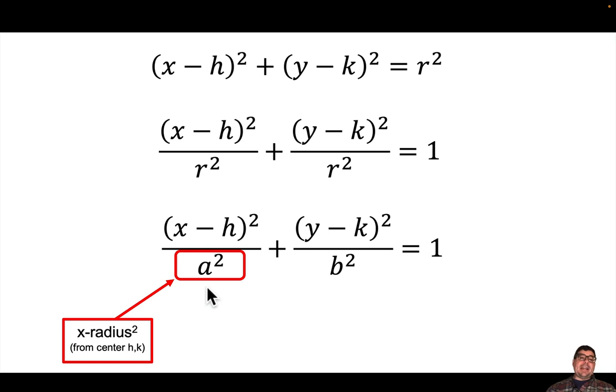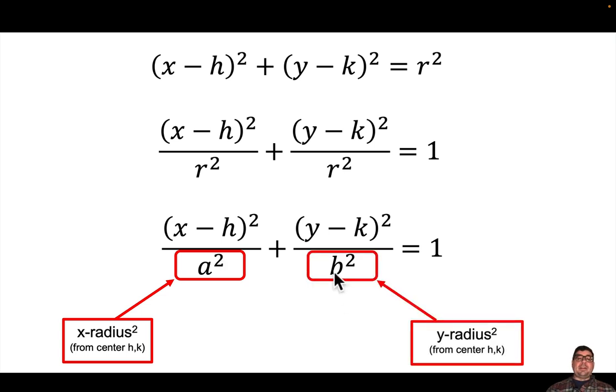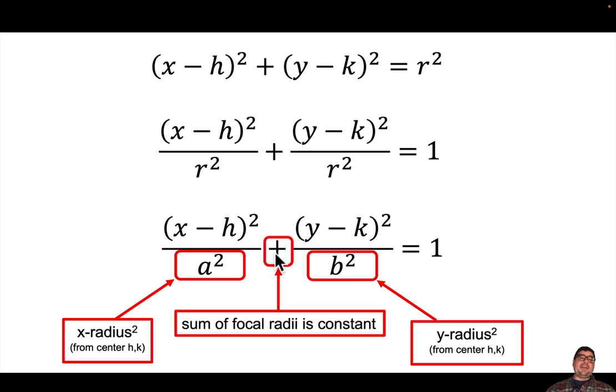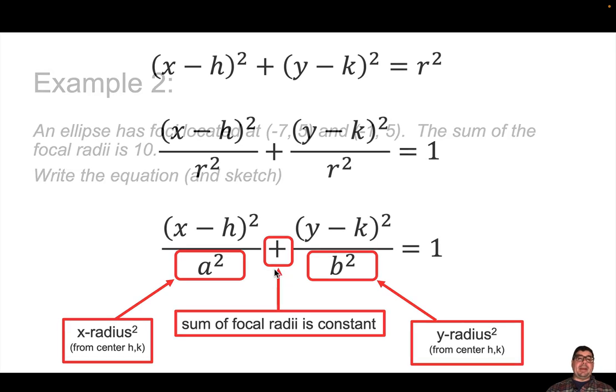What I'm saying again about this number is that you're seeing a squared, right? So if you want to know what the x radius is, and it could be minor or major, take the square root of this and you'll have it. Double it and you have one of the axes. Do the same here. Also, again, the ellipse has a constant sum of focal radii, so how convenient for us that there's a plus in our equation. It helps us remember that.